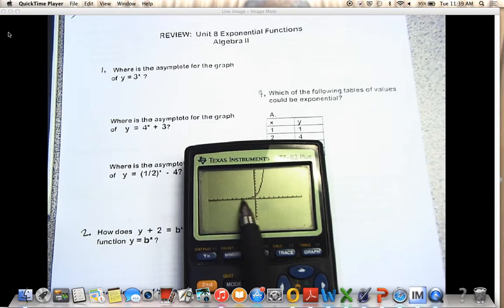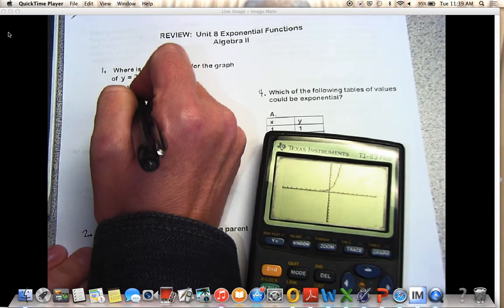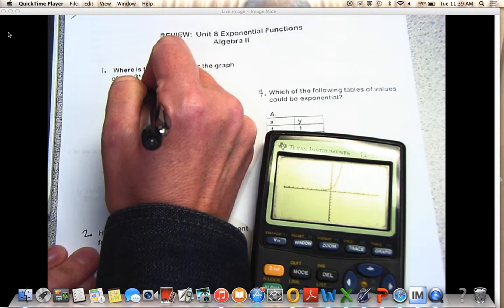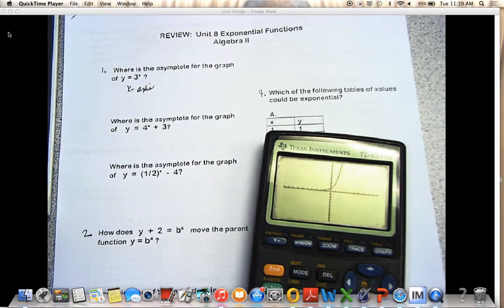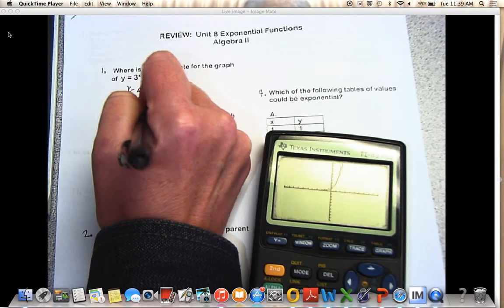What is this line called? The x-axis. All right. So that's where your asymptote is. It is on the x-axis. Or if you need a more formal name for it, the equation would be y equals 0.